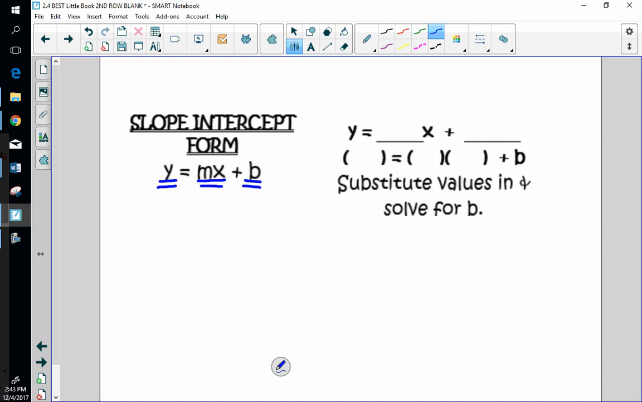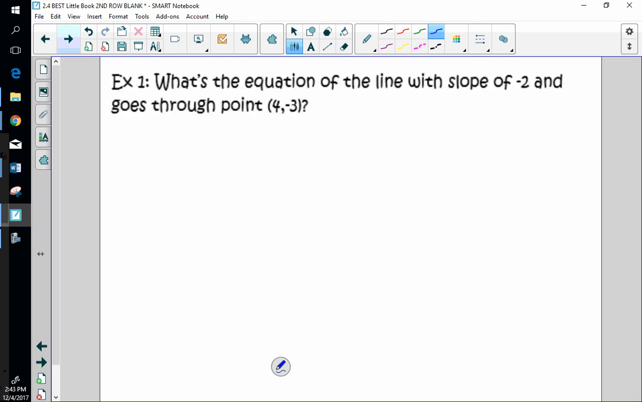So let's do the following. Let's do the first one. For the first example, it says, what's the equation of a line with a slope of -2 and goes through point 4, -3? Well, our final answer should look like this. It should look like y equals and some kind of mx plus b. And that's what we're going to do.